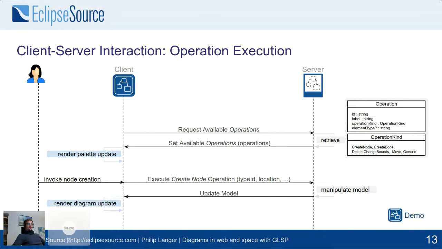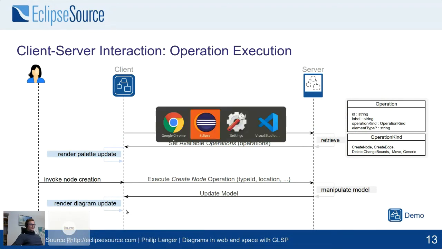Once the user then uses, for instance, the palette to execute an operation, say a node creation, the client would send a create node operation message to the server, indicating the type ID that it received before from the server and, for instance, the location on the diagram. Then the server can receive this message, manipulate the model, and send back a model update, and the client would re-render the diagram to show the result of the operation.